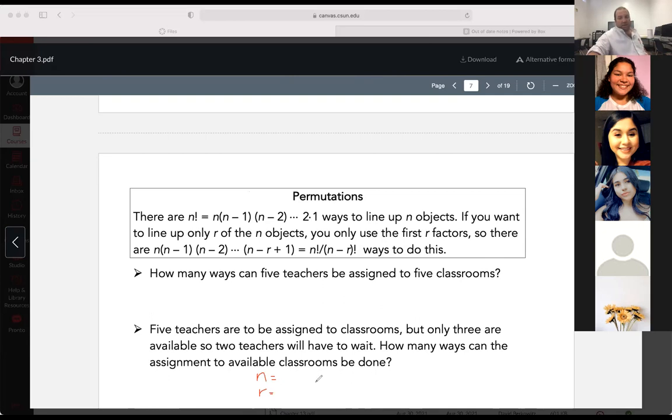N is the number of objects that we are going to line up from, right? We're picking a subset of a collection. How many objects are we choosing? And how many are we choosing from? What's our N and what's our R going to be in this example? Our N is 5. 5 teachers. And then our R is 3. We're picking 3 of them.